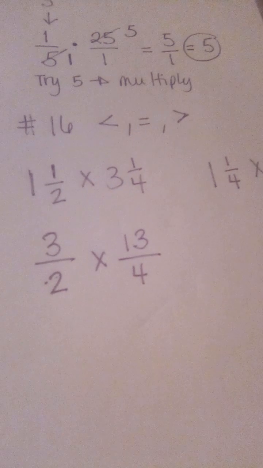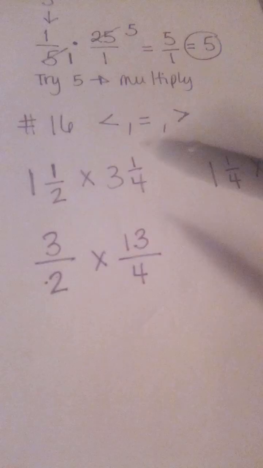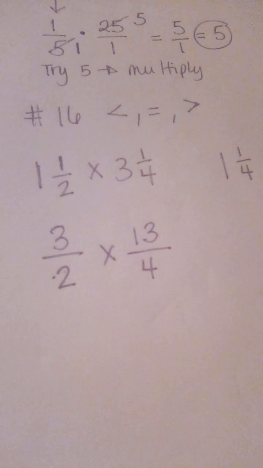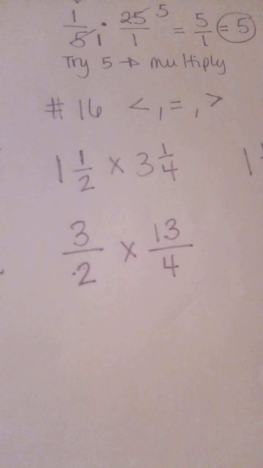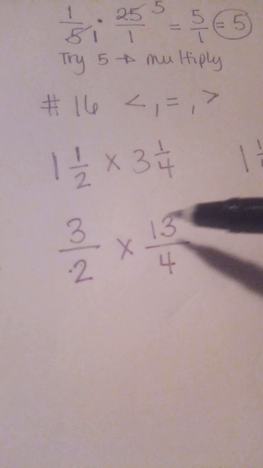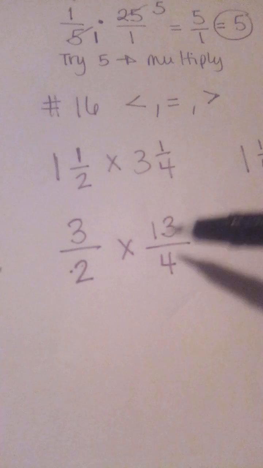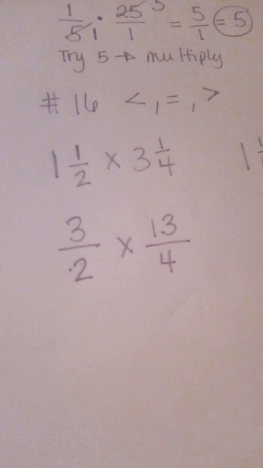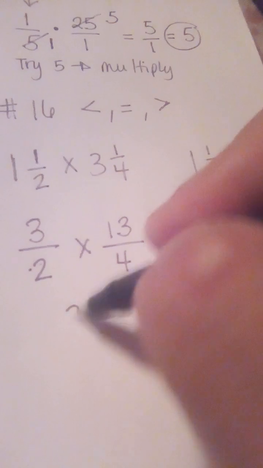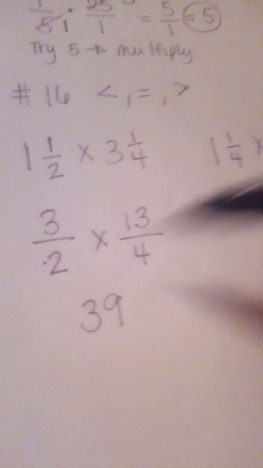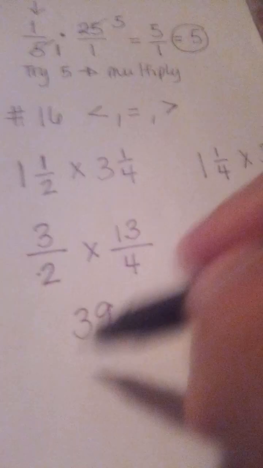Now, you ask yourself this question: are there any numbers in this problem that we can reduce right off the bat? No. Now we can multiply straight across on the numerator and the denominator. What's 13 times 3? 39 as our numerator. 2 times 4, that gives us 8.